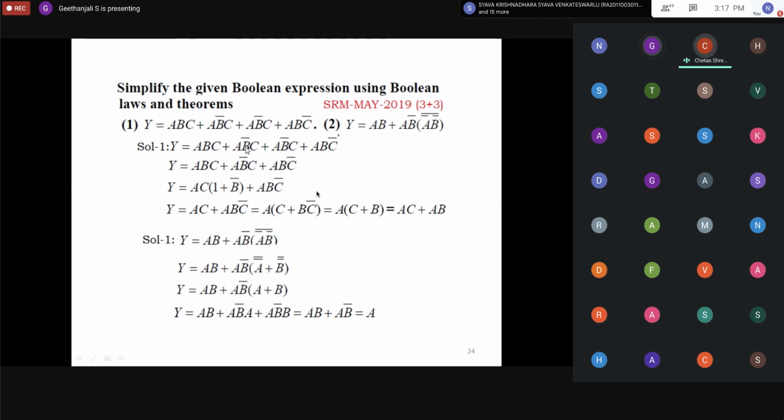In solution one, the second and third terms are the same. But in the question they have given it like that. If two things are the same, then we'll write it once only. That's why they reduced it here.